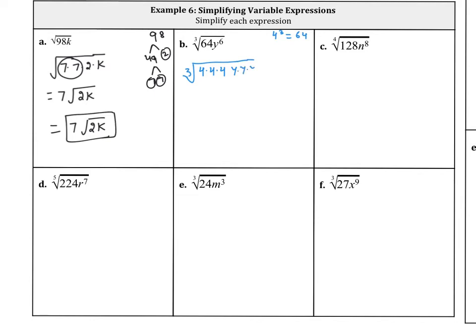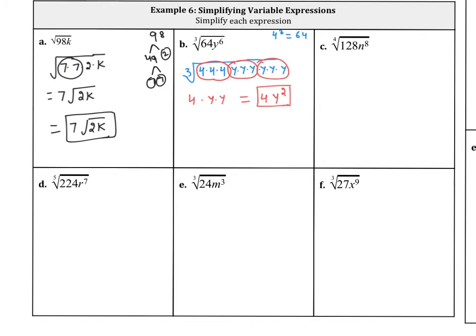You can write y times y times y times y. For y to the power 6, you're going to break it down like that. Now you need to make groups of 3 to get out of the radical symbol, and you're going to take one number from each group outside of the radical symbol. So you have 4 outside, one of the y outside, and one of the y outside. Inside you're left with nothing, or just 1. So your answer is 4y squared.